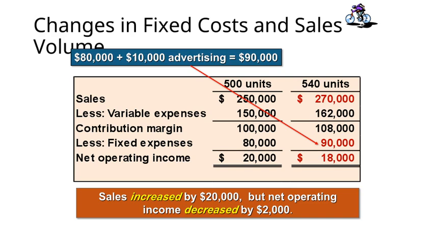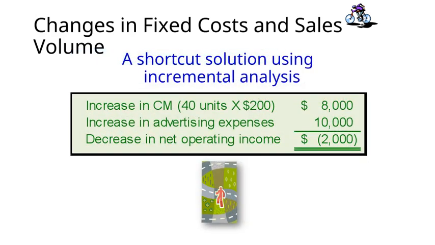We can help management see the problem before any additional monies are spent. Here is a shortcut approach to looking at the problem. You can see that an increase in contribution margin is more than offset by the increased advertising costs.